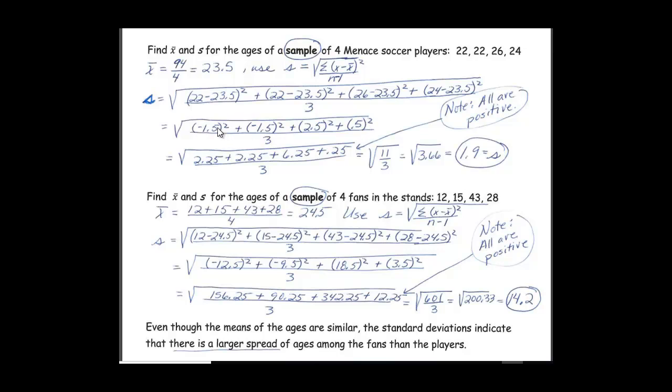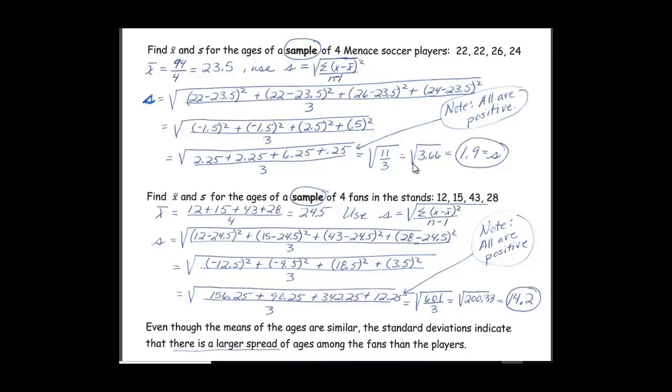Okay, so my next step is to do each of those differences and square them. So notice that negative 1.5 squared becomes positive 2.25. So all of these squared differences will be positive. So when we add up that numerator there, we come up with 11. So I'm going to be looking at the square root of 11 divided by 3. I would suggest that you divide; 11 divided by 3 is 3.6.